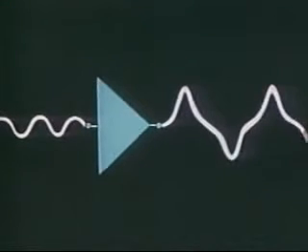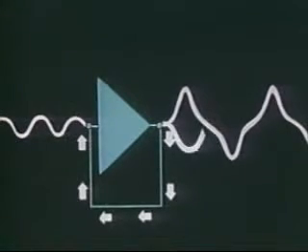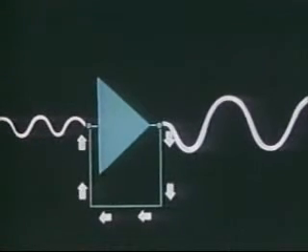At the input is the low-level signal you want to amplify. At the output is the amplified signal, magnified in the way you want. But the amplifier introduces distortion, which is also magnified. By connecting a small portion of the output back to the input, the distortion is canceled, and the signal becomes clear.